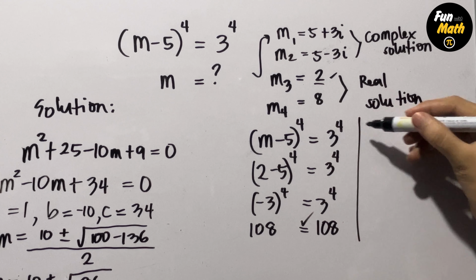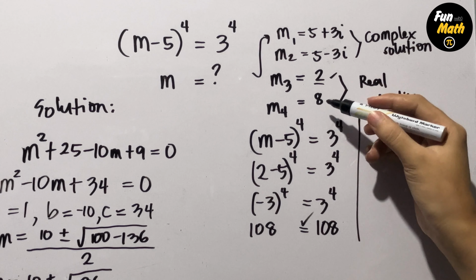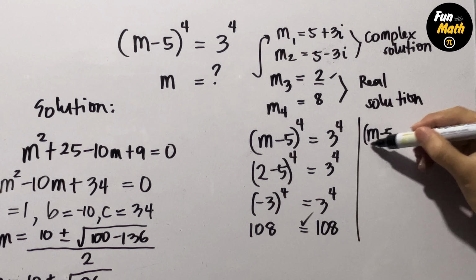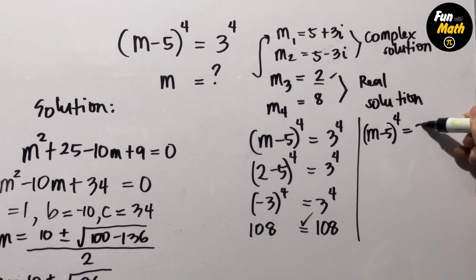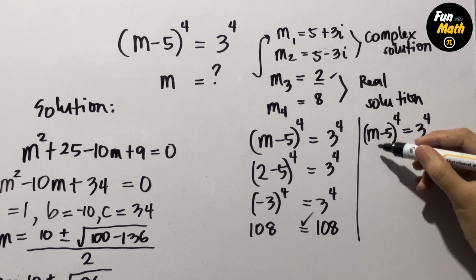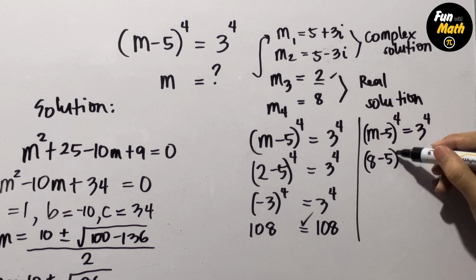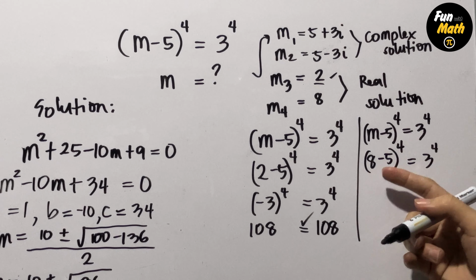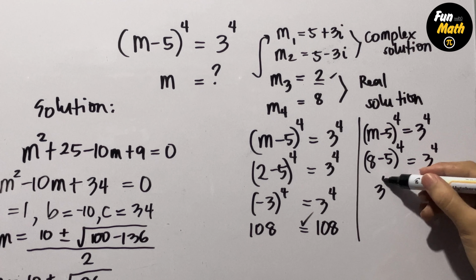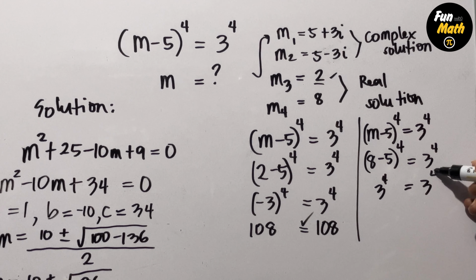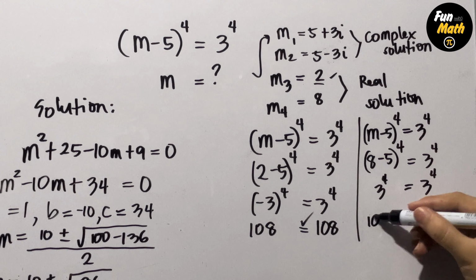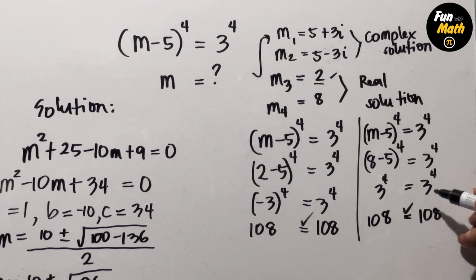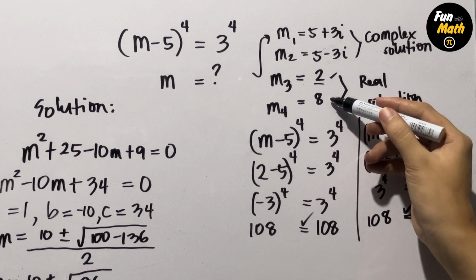Other one is m sub 4, which is equal to 8. So let's use again the original equation. (m minus 5) to the power of 4 is equal to 3 to the power of 4. Now, (8 minus 5) to the power of 4 is equal to 3 to the power of 4. 8 minus 5 is 3, 3 to the power of 4 is equal to 3 to the power of 4. That's 81 is equal to 81. So they are equal. So m sub 4 is correct.